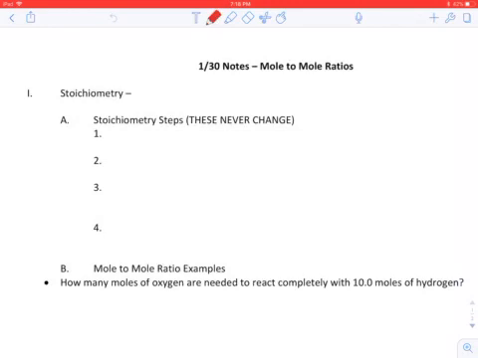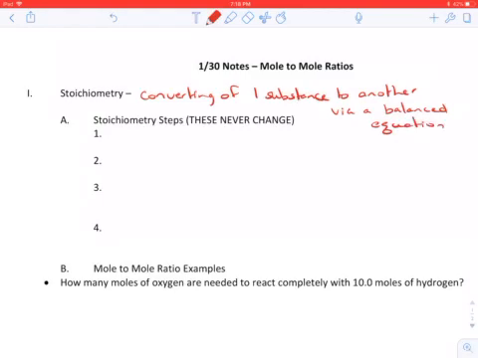We're going to talk about multiple ratios tonight. We have stoichiometry, which is converting one substance to another substance via a balanced chemical equation.